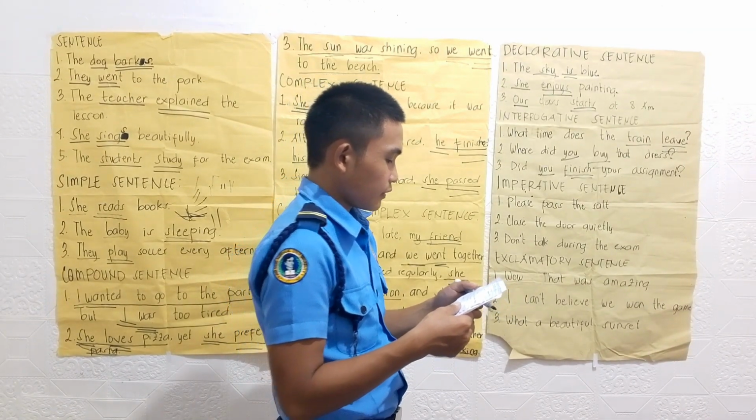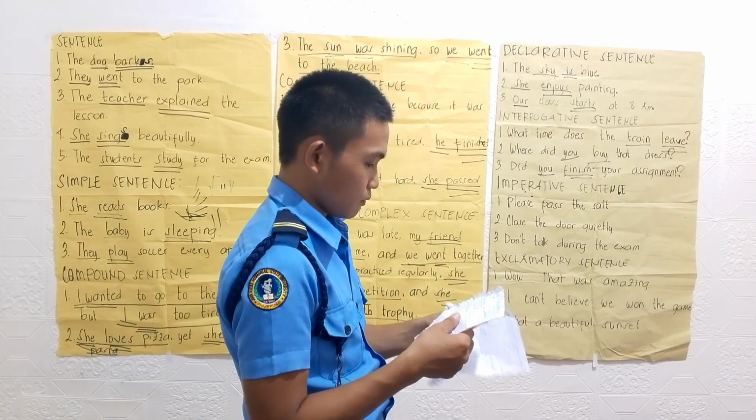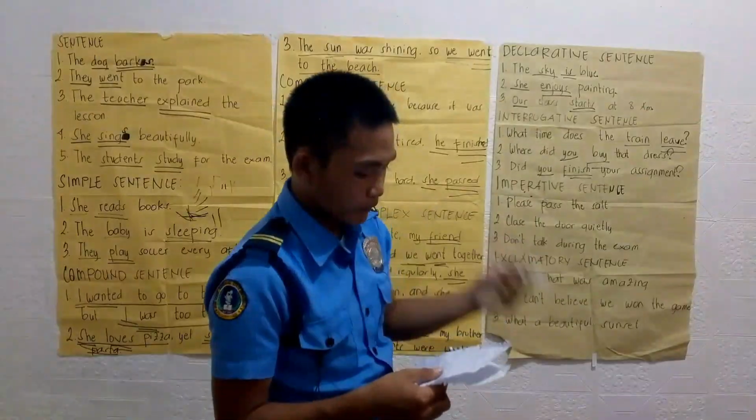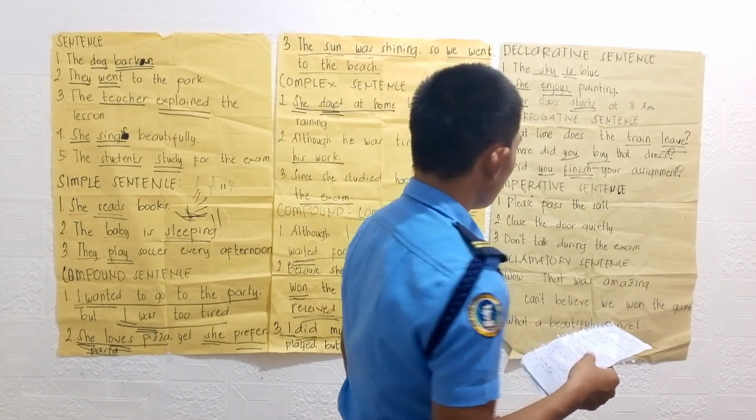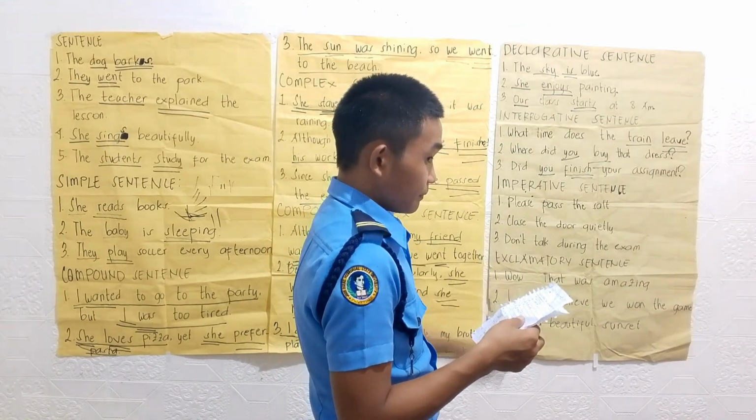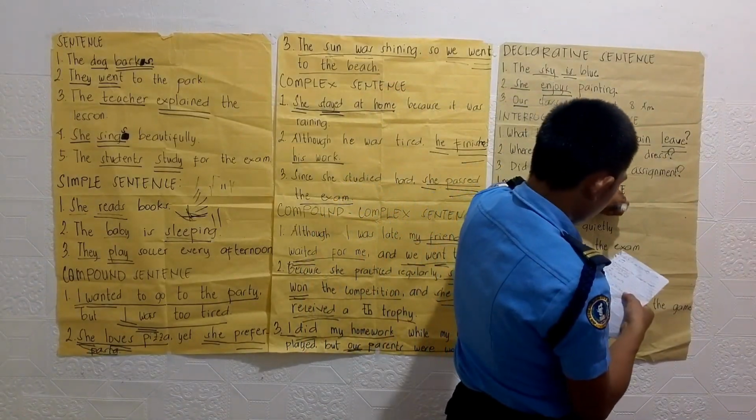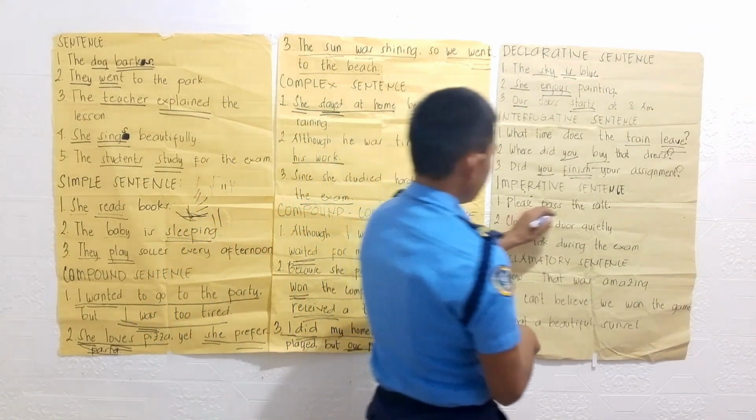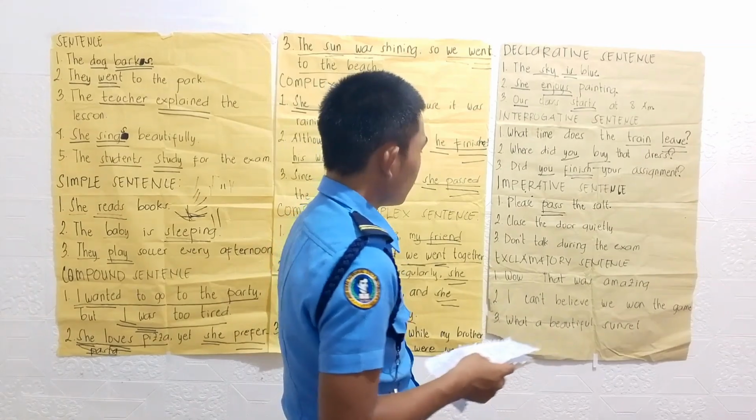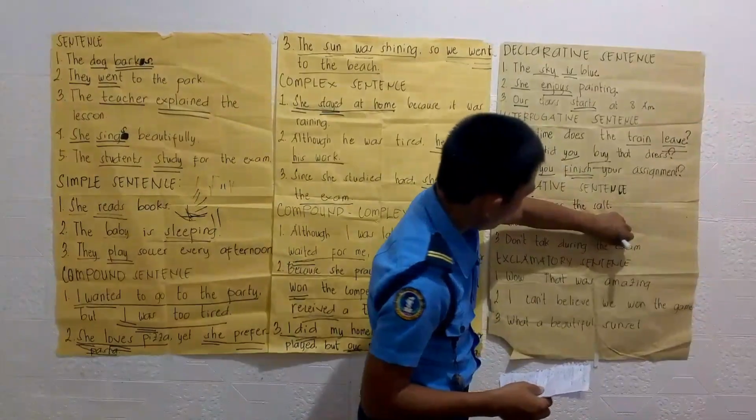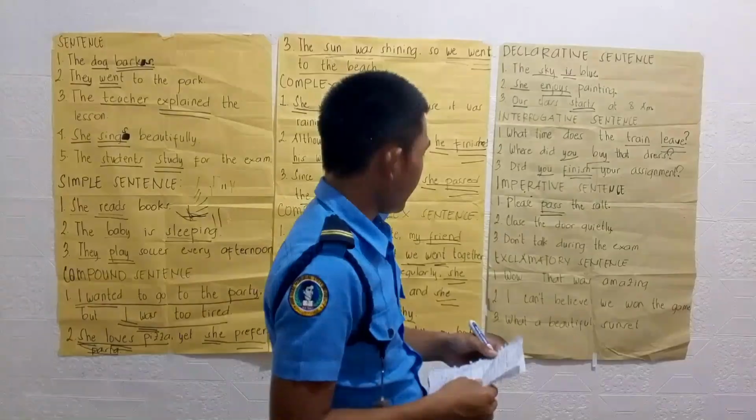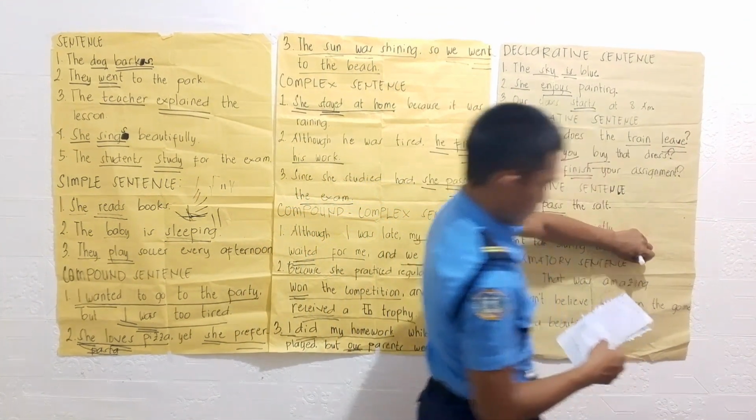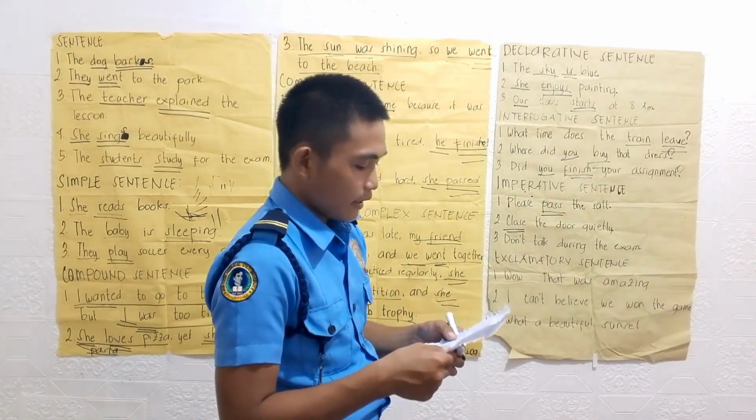Next, imperative sentence. It gives a command or request. So we need to use a period. So number one, please pass the salt. Our subject is you, and our verb is pass. Number two, close the door quietly. Again, let's put a period. And our subject is you, and our verb is close. Number three, don't talk during the exam. So our subject is you, and our verb is talk.